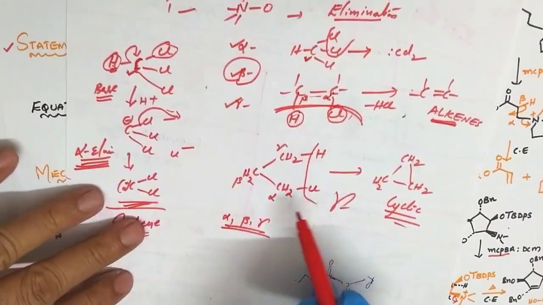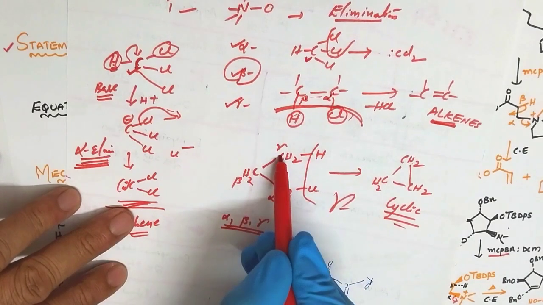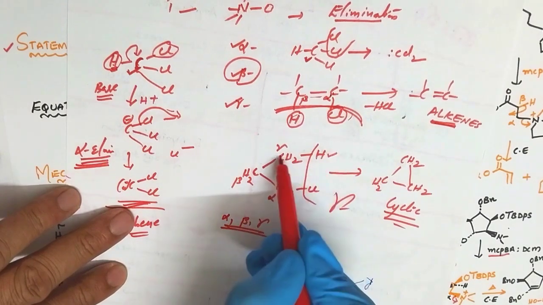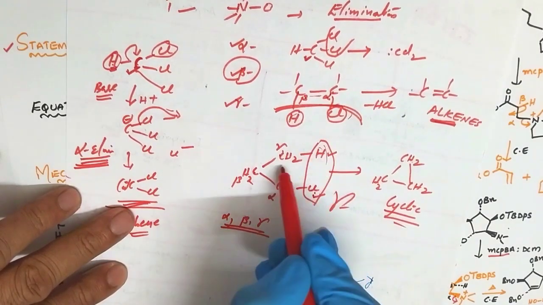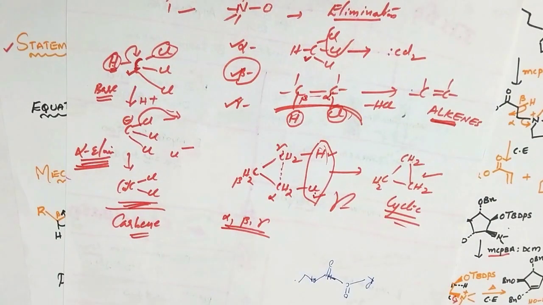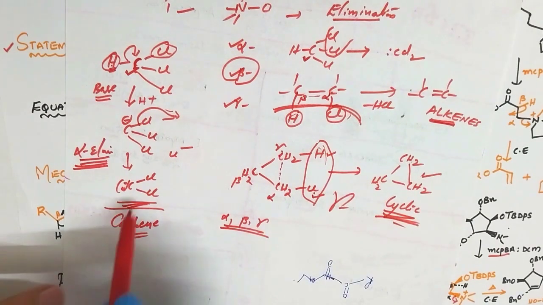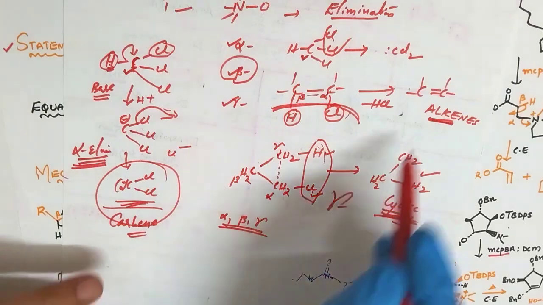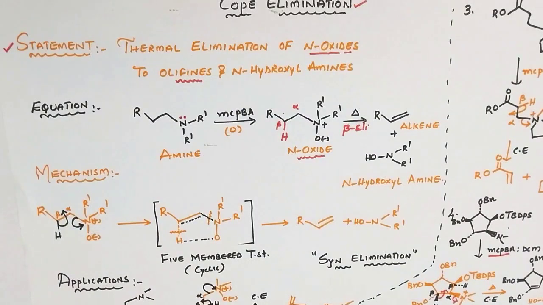In case of gamma elimination, see this one. With respect to Cl, this is alpha carbon, beta carbon, gamma carbon. If you remove hydrogen from gamma carbon, Cl from alpha carbon, what will happen? HCl will be removed or not? Thereby, a bond is formed between these two carbons or not? We will come up with cyclic compounds. So gamma elimination produces cyclic compounds. So we are very clear: alpha elimination produces carbenes, beta elimination produces alkenes, gamma elimination produces cyclic compounds.